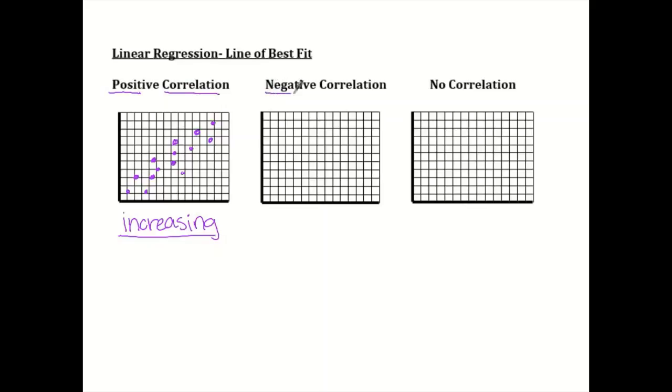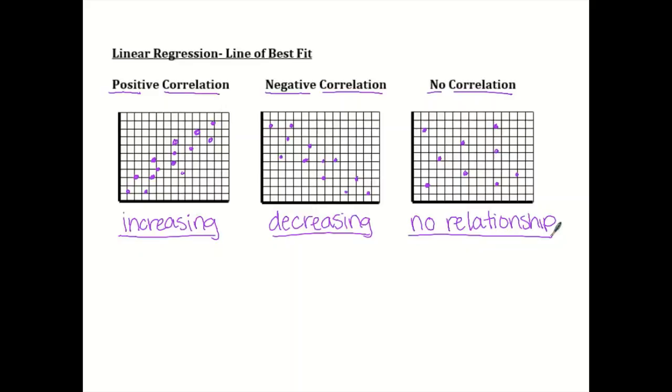Two variables would have negative correlation if they looked something like this. Again, nothing perfect. But if you notice, that looks like it's decreasing. That is our negative correlation. Two variables have no correlation if the points don't seem to have any relationship. So there is no relationship. Okay, so you have positive correlation, negative correlation, and no correlation.